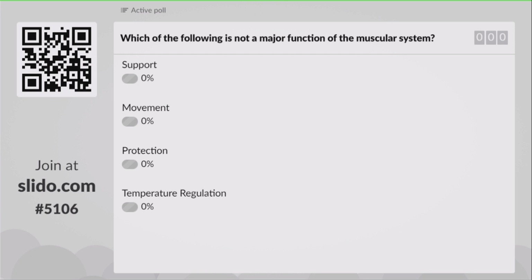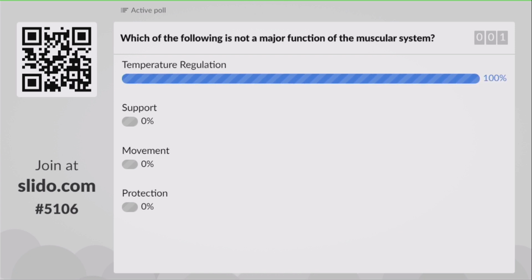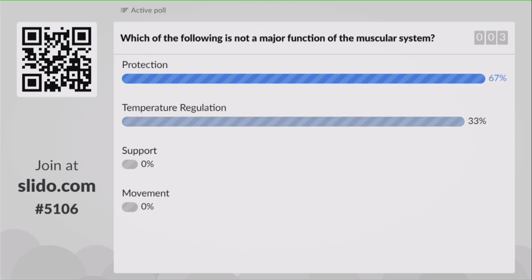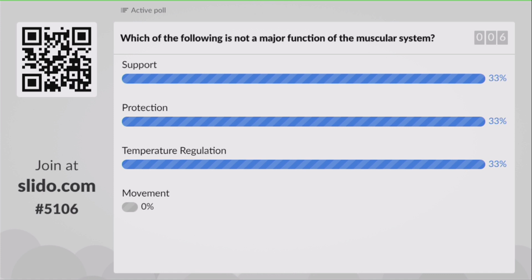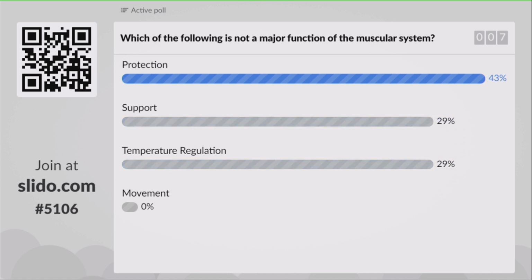But the question says, which of the following is not a major function of the muscular system? Oh, we've got people answering. Okay, so which of the following is not a major function of the muscular system? So I see a lot of different answers here.